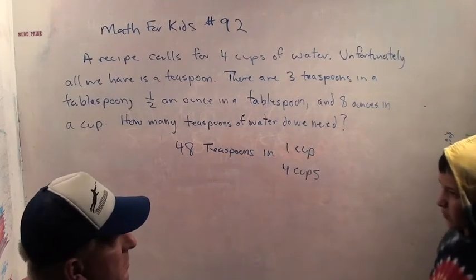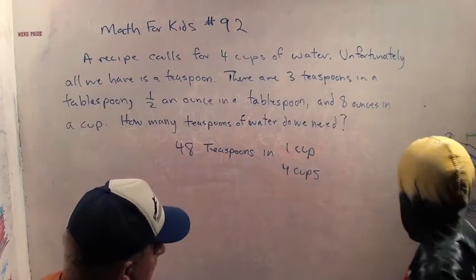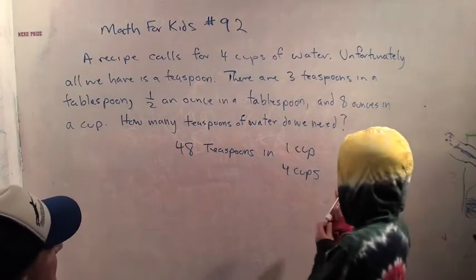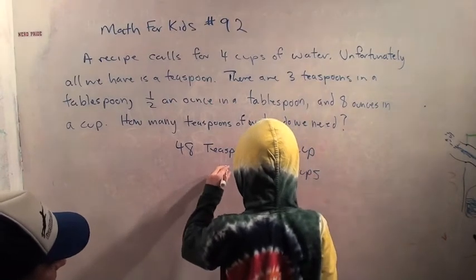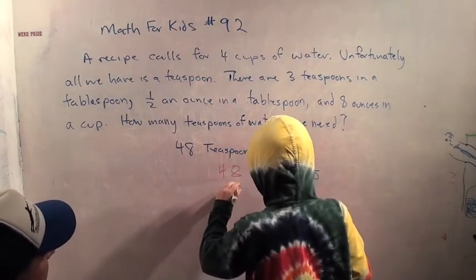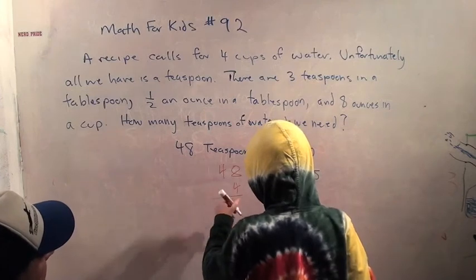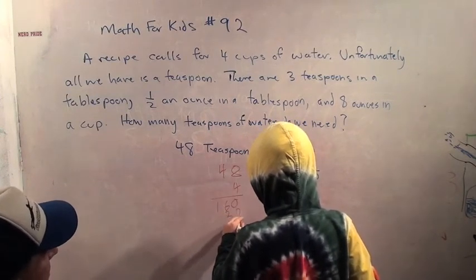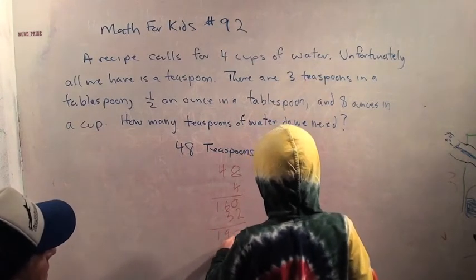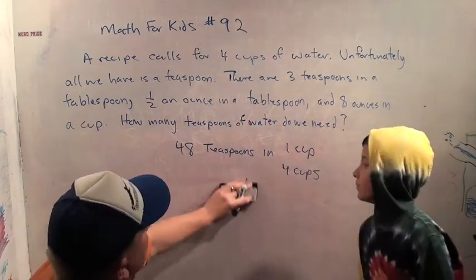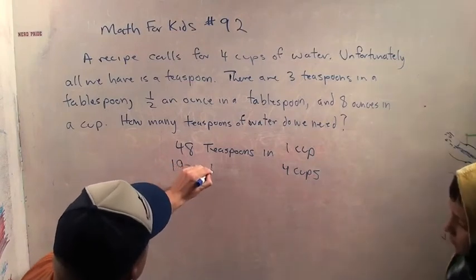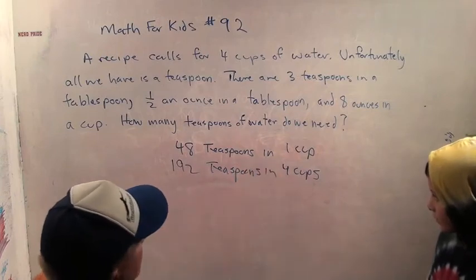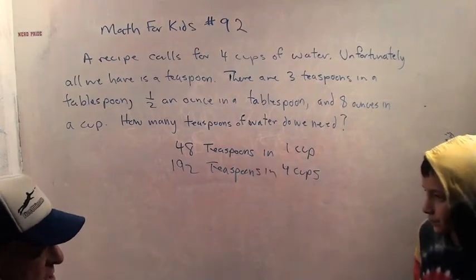It's 48 times 4. Can you figure out what 48 times 4 is? Do it sort of in here, on camera. Okay, let's do that. 48 times 4 is 160 plus 32, which is 192. Good job. So there's 192 teaspoons in 4 cups.